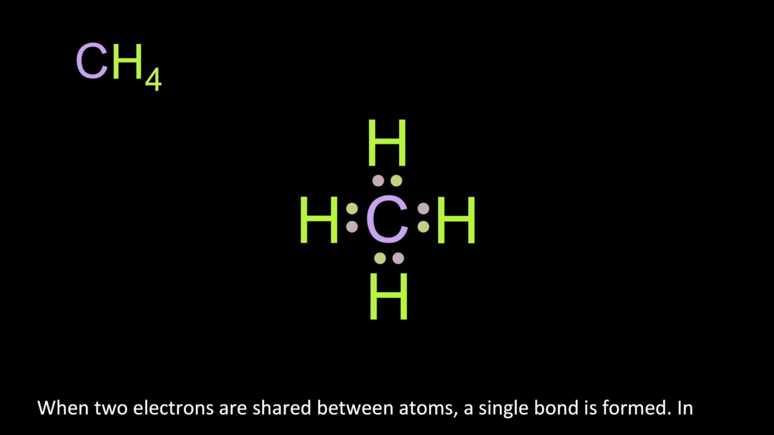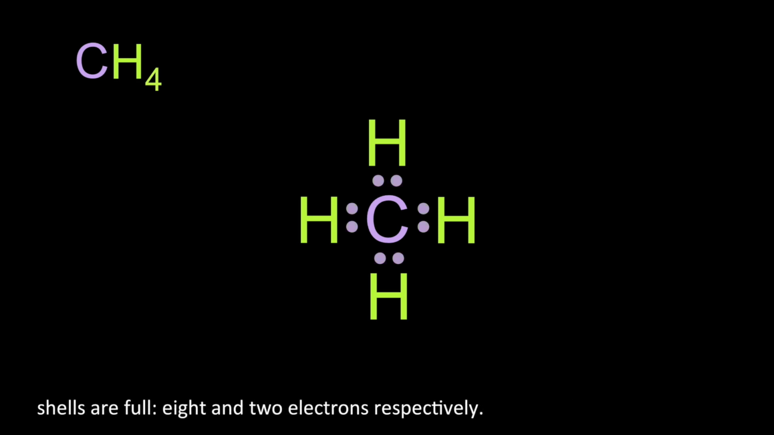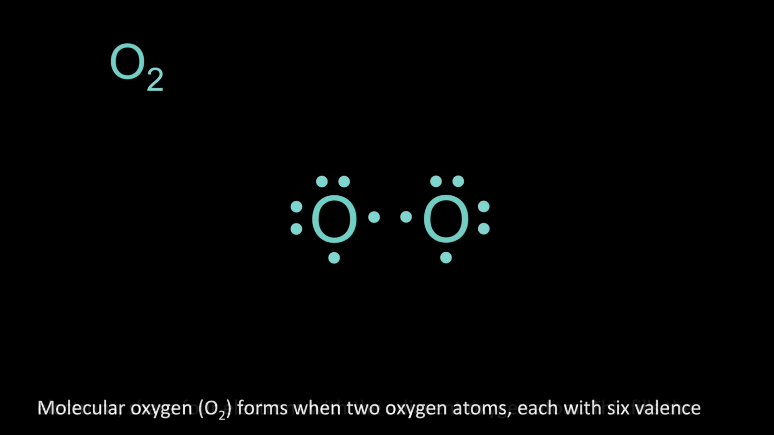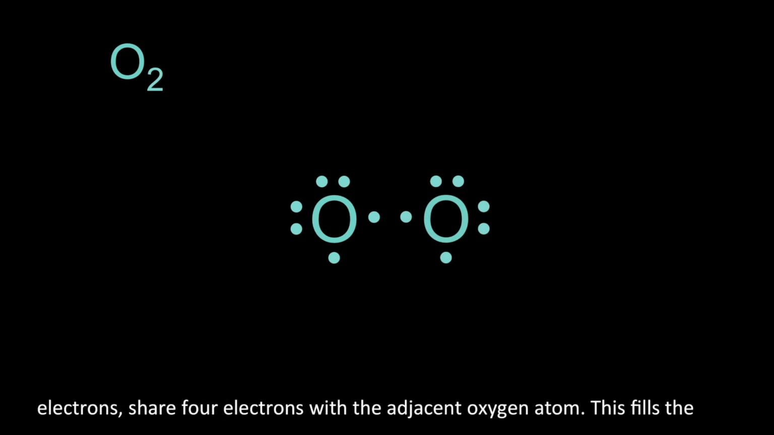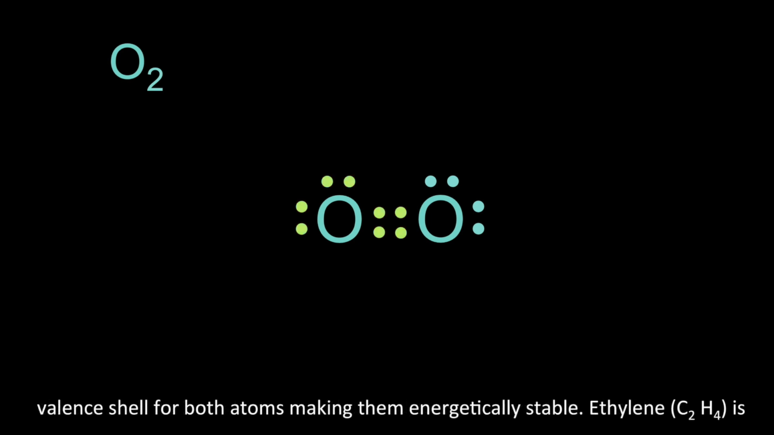When 2 electrons are shared between atoms, a single bond is formed. In methane, the carbon and the hydrogens are energetically stable as their valence shells are full, 8 and 2 electrons respectively. A double bond can form when neighboring atoms share 4 electrons. Molecular oxygen, O2, forms when 2 oxygen atoms, each with 6 valence electrons, share 4 electrons with the adjacent oxygen atom. This fills the valence shell for both atoms, making them energetically stable.